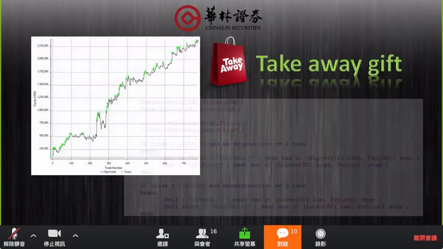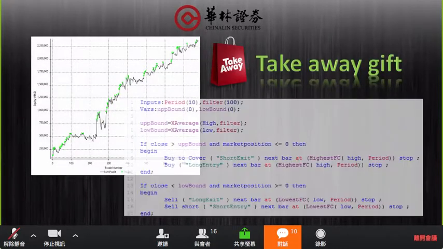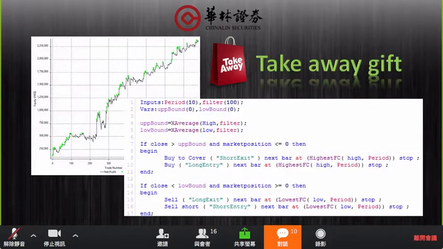All right, takeaway gift. Today we will revisit the takeaway gift again, because remember the topic of today's workshop is about strategy report evaluation. So you have to have something to evaluate. Today we will utilize the result generated from this coding, right?